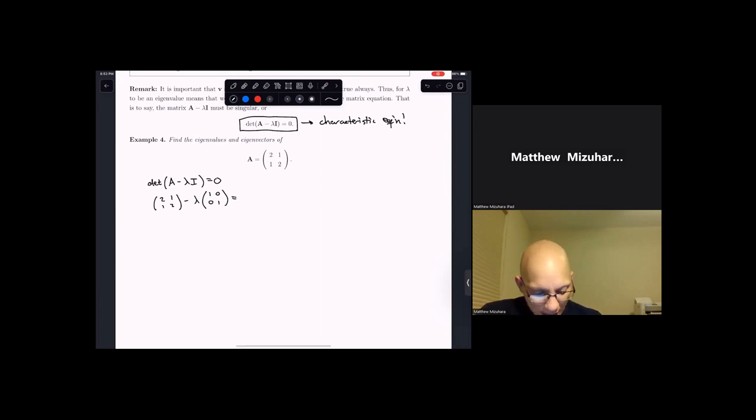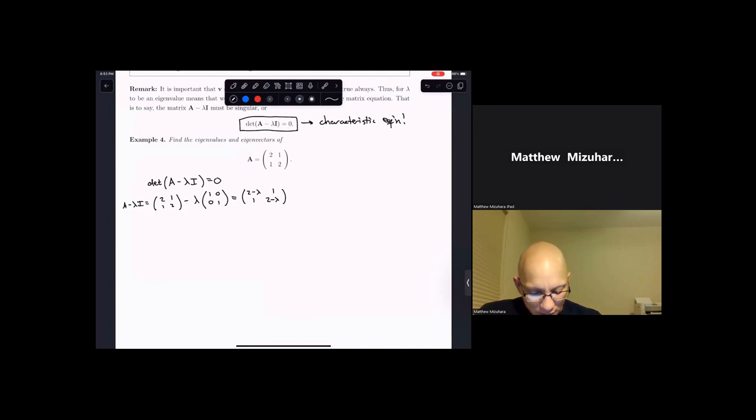And so that's my A minus lambda I. If I combine those, it's 2 minus lambda, 1 minus 0 lambda, so that's just 1. 1 minus 0 lambda, that's a 1. 2 minus 1 lambda, that's 2 minus lambda. Okay, so that is my matrix A minus lambda I.